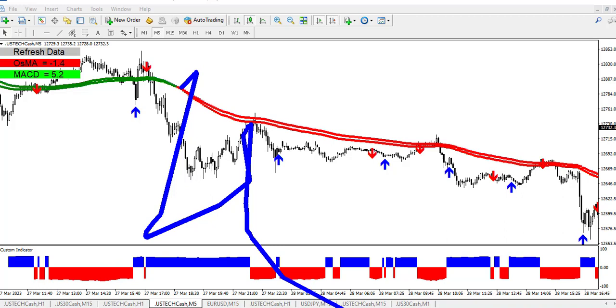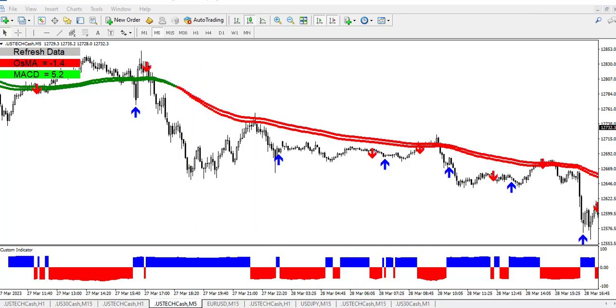So this is how to use this particular strategy. It is simple and anyone can use it. Just make sure you follow the simple rules. Don't trade against the trend.